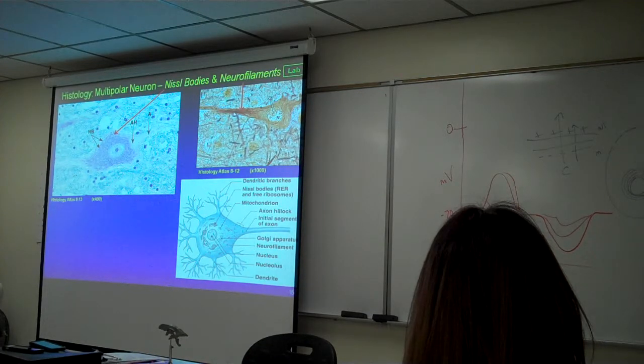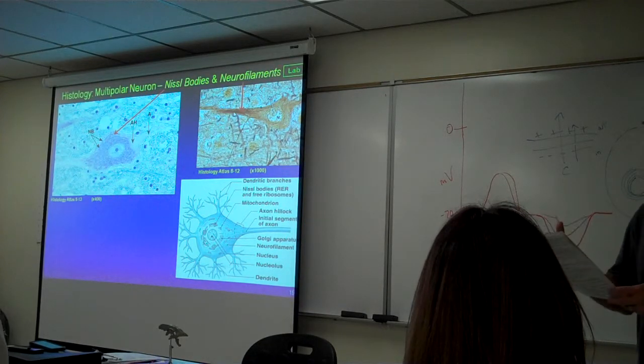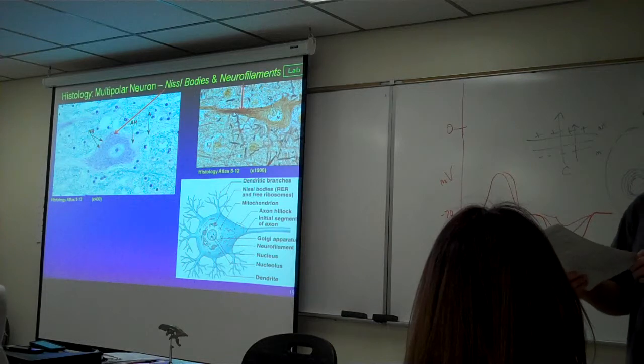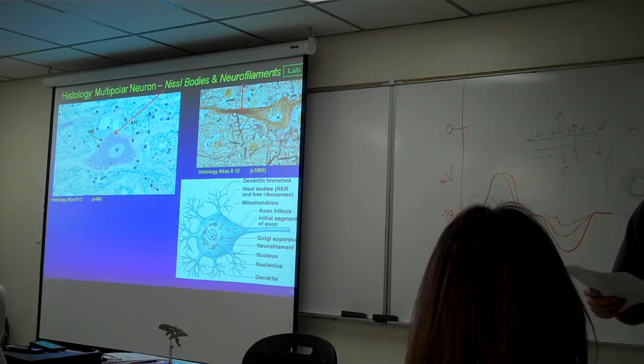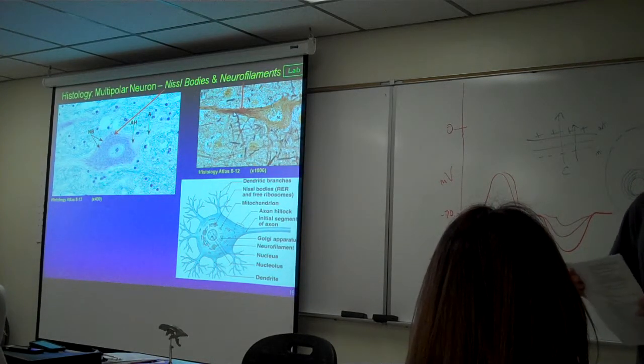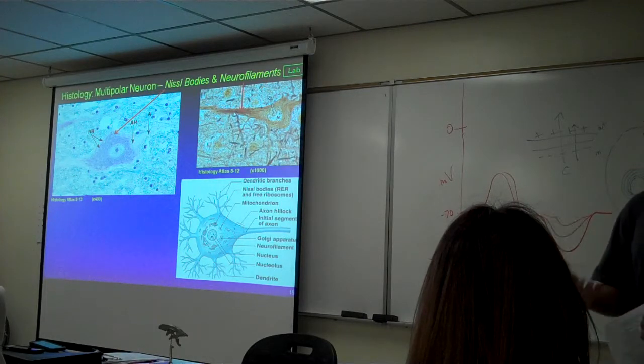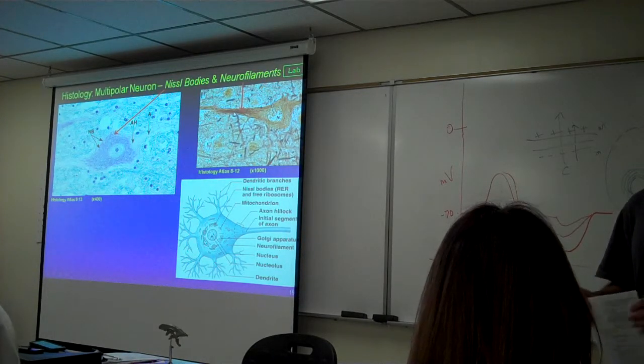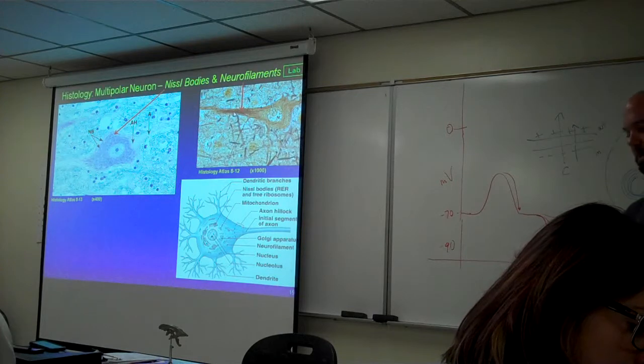The membrane, and we're talking about cell bodies still. The membrane acts as a receptive area for receiving signals, which means, what does it have in the cell membrane? Receptors. Neurotransmitter receptors.